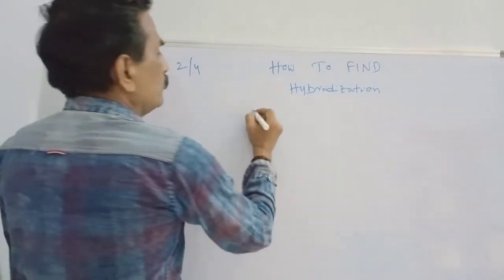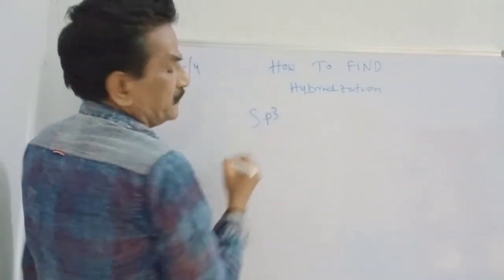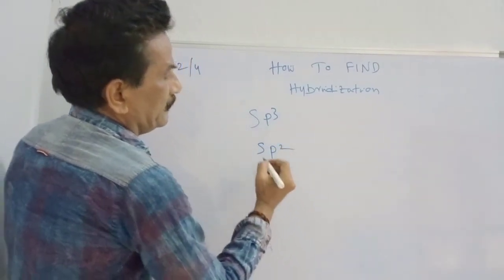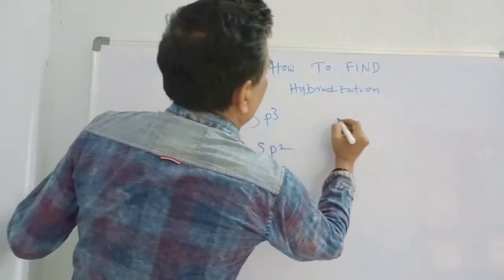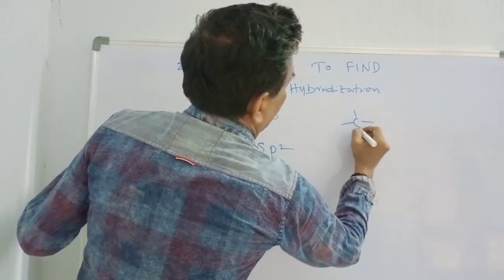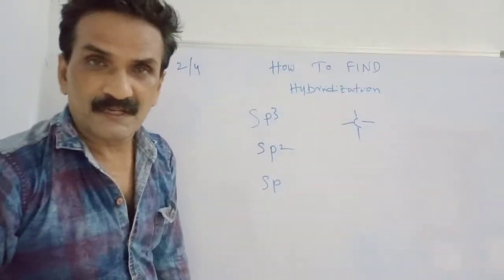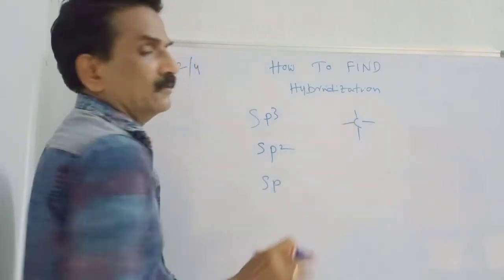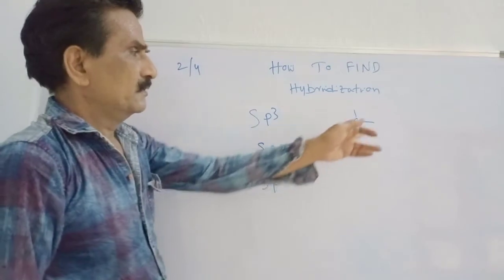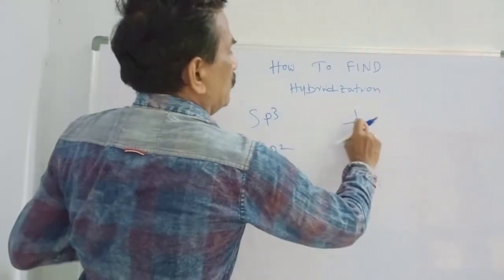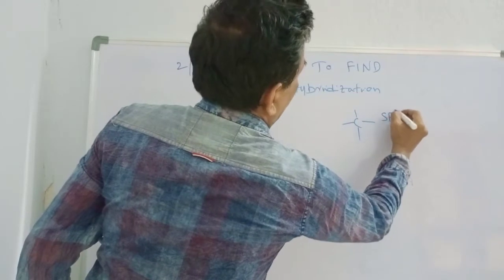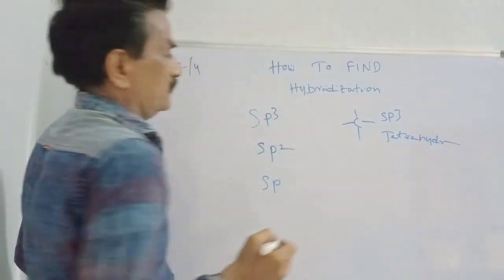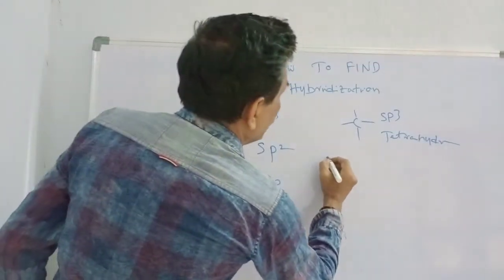First of all, what I am going to discuss, you know very well: sp3 hybridization, sp2 hybridization, sp hybridization. In sp3 hybridization, carbon shows tetravalency, with 4 single bonds. Carbon undergoes 4 single bonds, so the structure is tetrahedral, sp3.